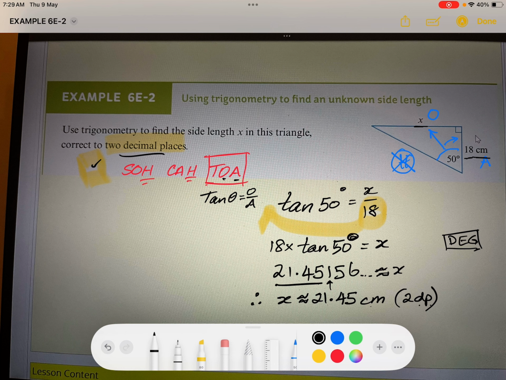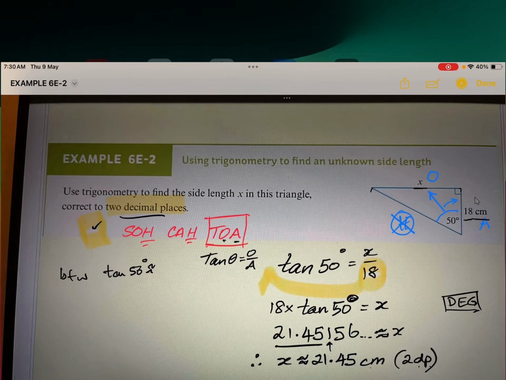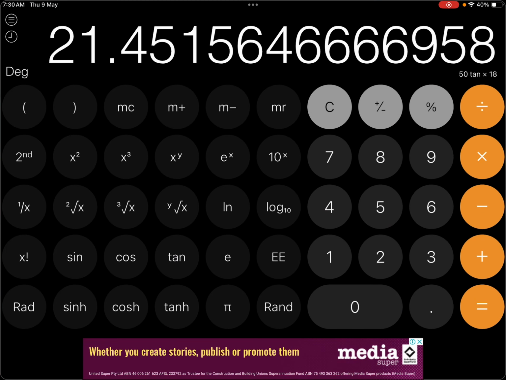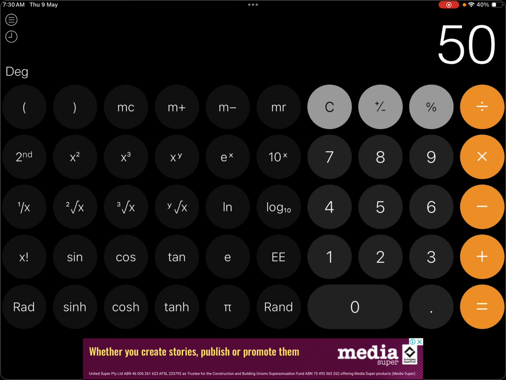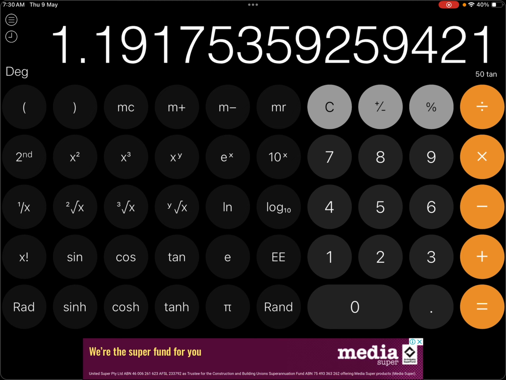Well, I hope that this has helped. We've been able to work out the length of that side using tan of 50. By the way, just a little something about tan of 50. Let me just get tan of 50 again: 1.19, about 1.19.